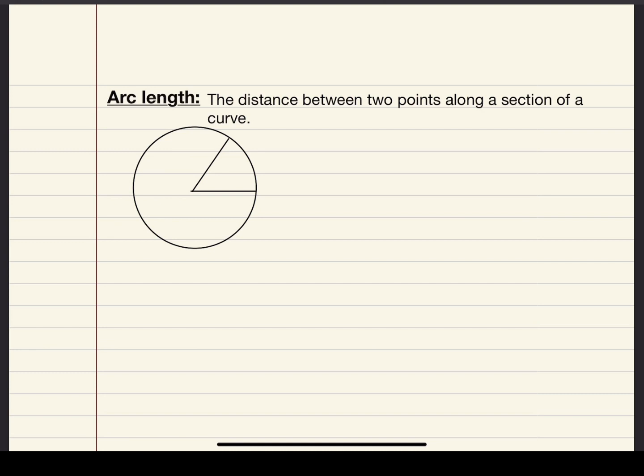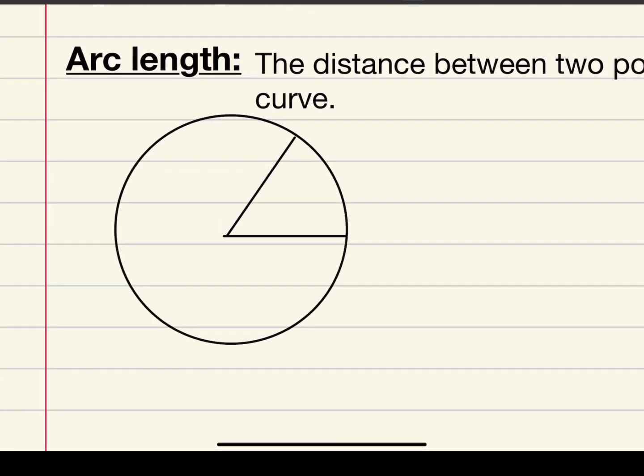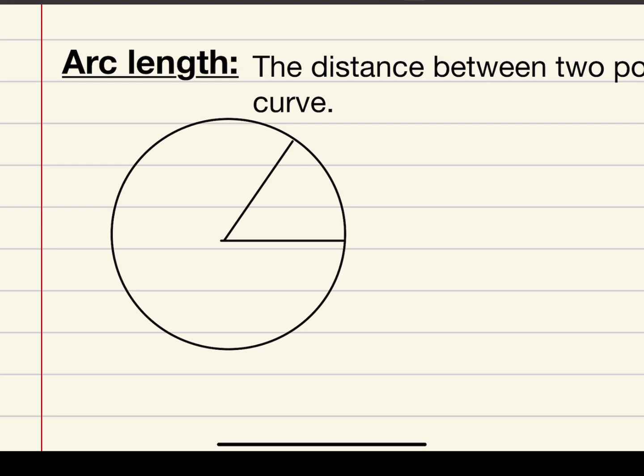So another component of a circle is something called the arc length, which is the distance between 2 points along a section of a curve. So I want you to think about a circle over here, and we'll expand this so you can see it better. And from the center of the circle, this would be the radius from the center to the outside. Let's say we were to cut a piece of this circle.